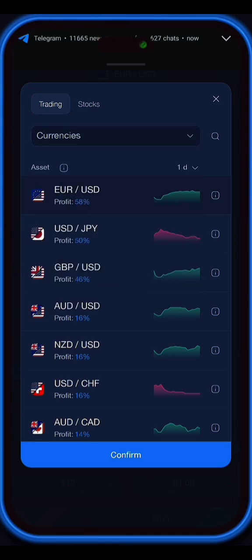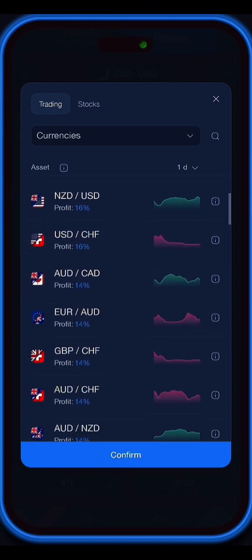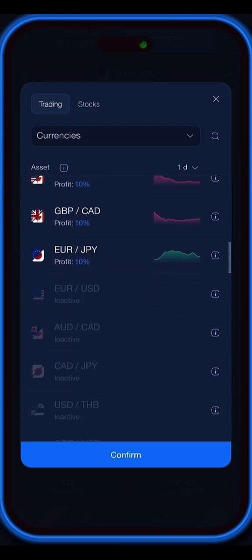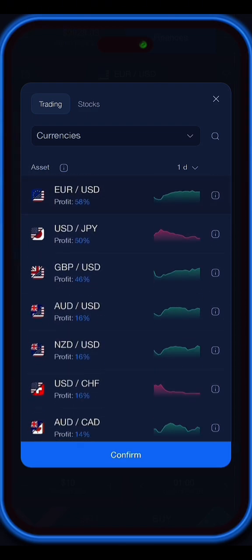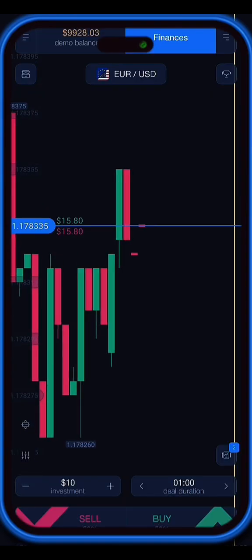Now, what we are picking is the Euro USD. Under currencies, Euro USD. So anytime I drop a signal, you want to pick currencies and then pick the specific pair that I tell you to trade. And in this instance, we are trading the Euro USD. If you go ahead and scroll down, you can see different currency pairs you can trade on the Expert Option platform. But for the purpose of this trade, we will do the Euro USD.